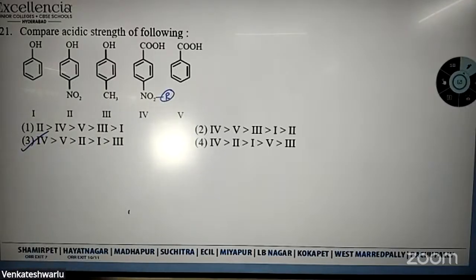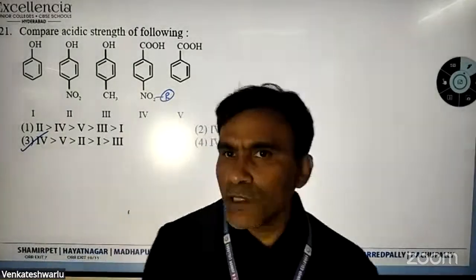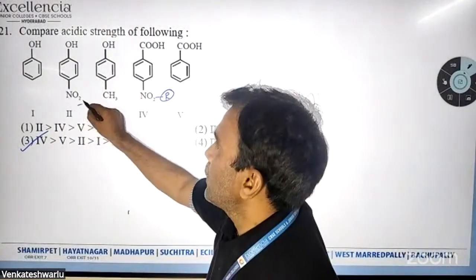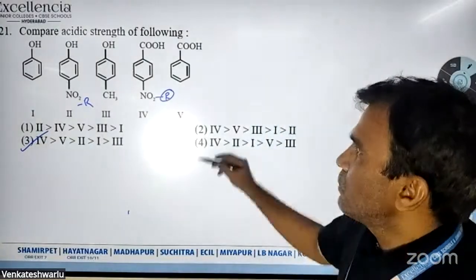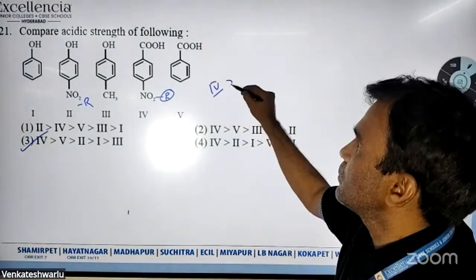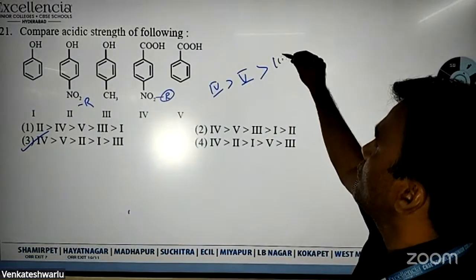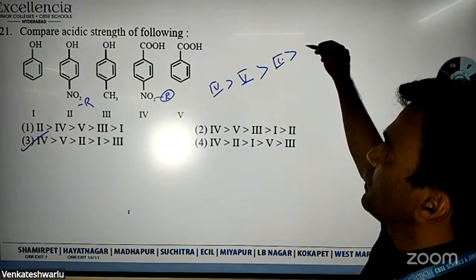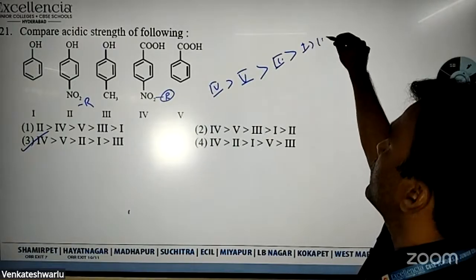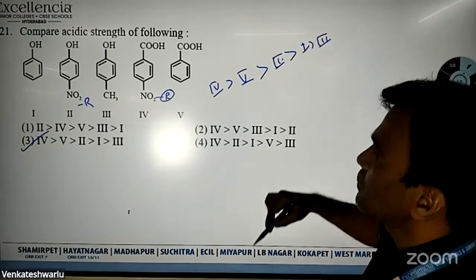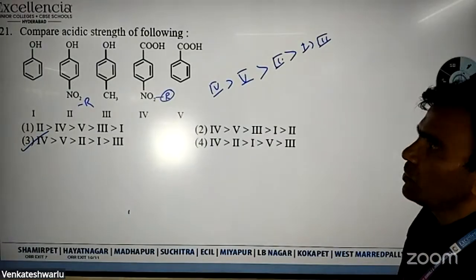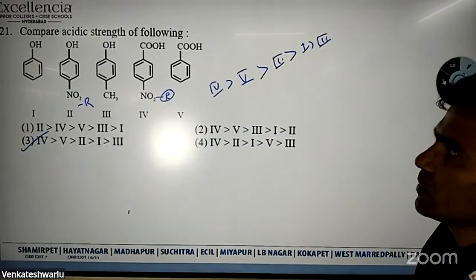So option 3. Phenol with the withdrawing group, the minus R group, is the more acidic. The first one is the fourth one because of the benzoic acid. The next one is also benzoic acid. The next one is the phenol with the minus R group. The next one is 1 and the last is 2. The last one is 3, less acidic. Right?